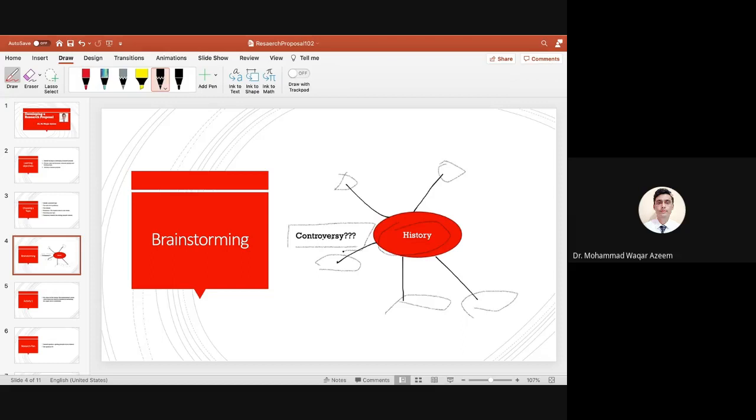So one example in history could be the event of 1857. I'm sure many of you know that in the subcontinent, 1857 is marked as a very important year because that was the year when some Indian soldiers started a war against the British.